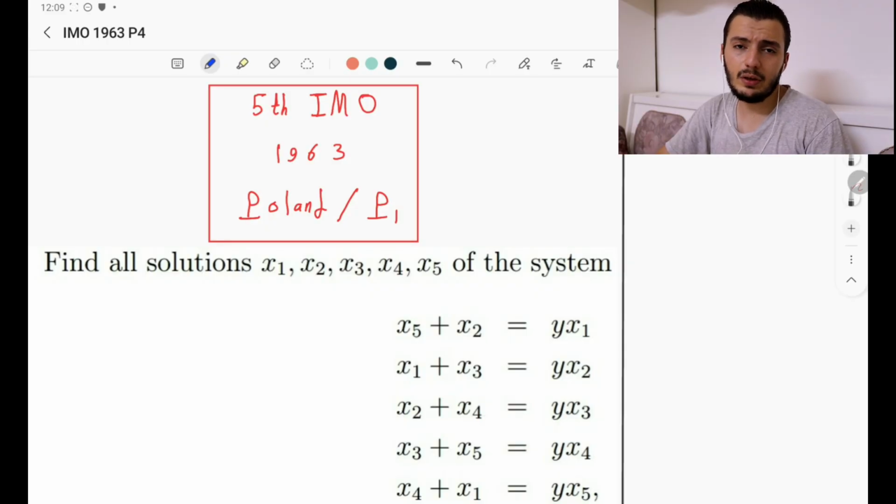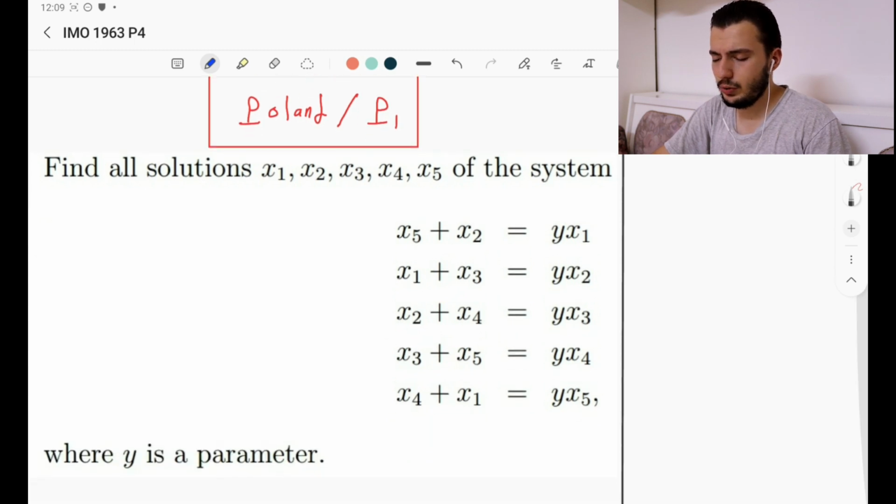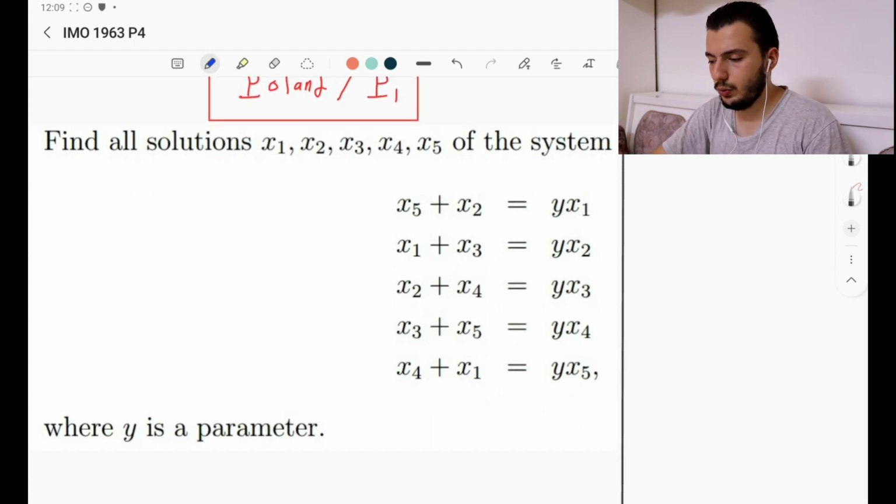Alright, so the problem statement goes as the following. In this question we need to find all solutions x1, x2, x3, x4, x5 of the following system of equations: x5 plus x2 equals y x1, x1 plus x3 equals y x2, and so on, a cyclic thing, with x5, x1, x2, x3, x4, then 2, 3, 4, 5, 1, and 1, 2, 3, 4, 5. So like a cyclic thing. Of course, y is the parameter. This is similar to the previous question. However, in the previous question, problem 1, we also had a parameter, but it was just a single equation. Here we have a system of equations.